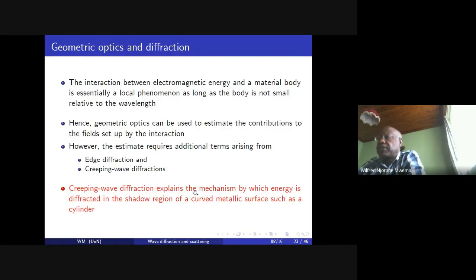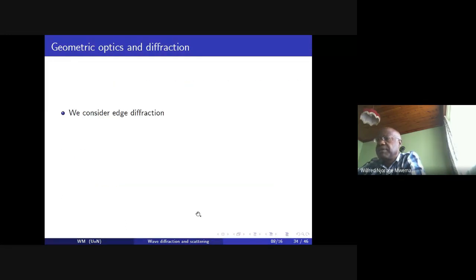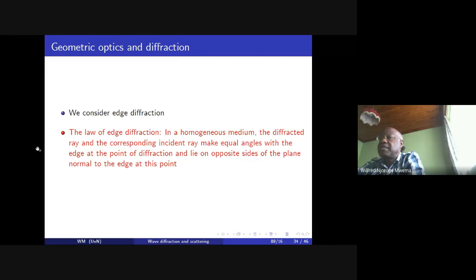So creeping wave diffraction will explain the mechanism by which the energy is diffracted into the shadow region of a curved metallic surface, e.g. a cylinder. So for example, if you are illuminating a cylinder, the light may fall over the other side. This is important, especially when you are trying to do things like photolithography. So we consider edge diffraction in this particular course, just for simplicity.